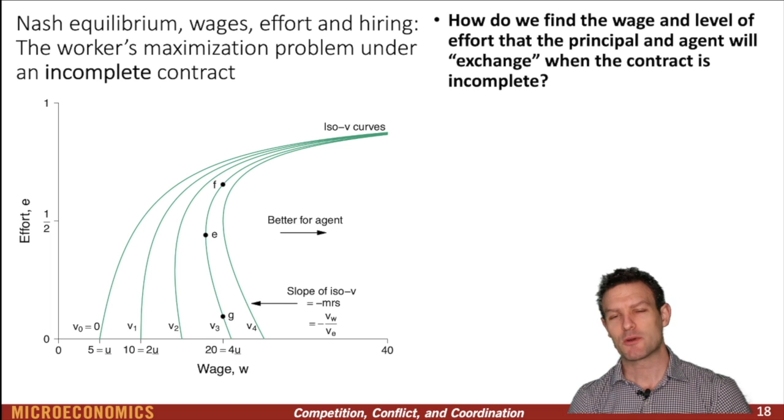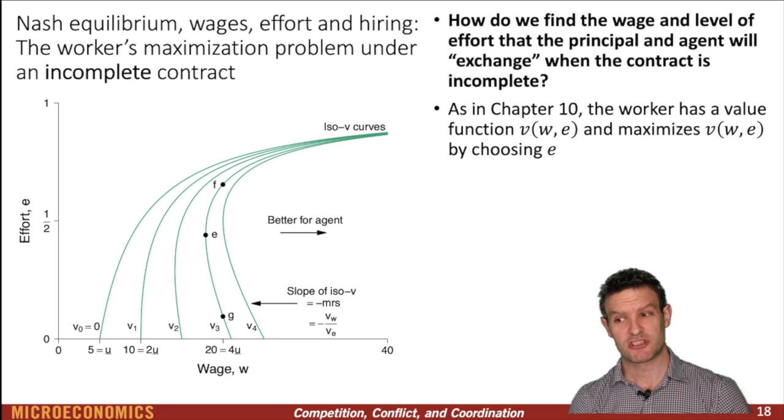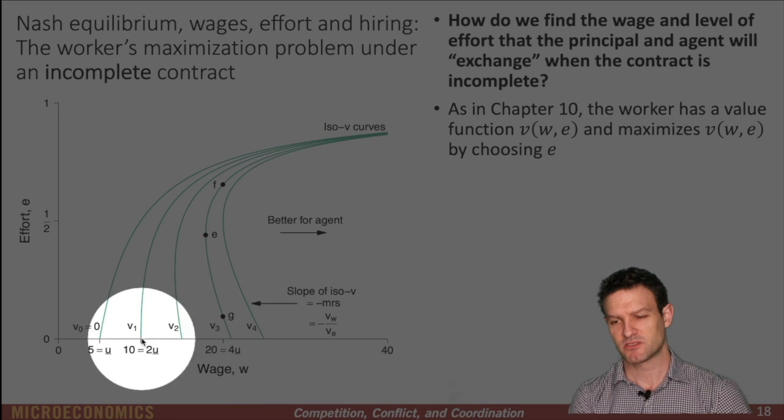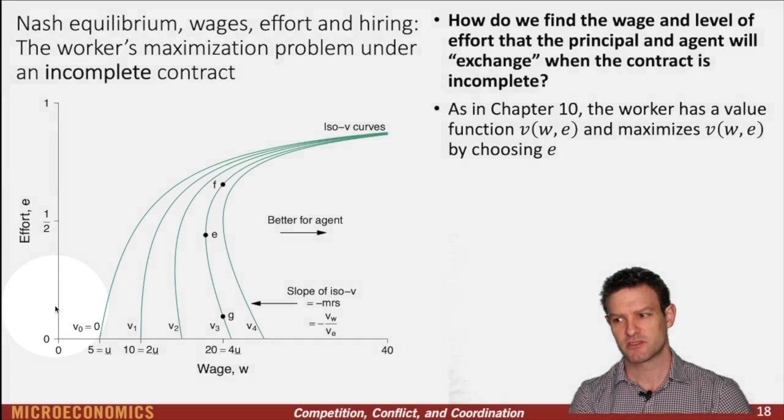Okay, so how do we find the wage and the level of the effort the principal and agent will exchange when their contract is incomplete? We described the steps earlier, but we're going to highlight them now. So as in chapter 10, like we said, the worker has this value function, V as a function of wages and effort, where wages are on the horizontal axis and effort is on the vertical axis.